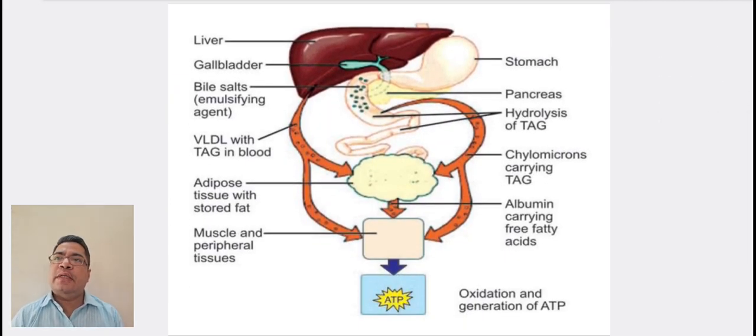In this diagram, we can see the fate of fats in generation of ATP. Liver first releases VLDL with triacylglycerol into the blood, which is taken up by adipose tissue, muscle tissue, and peripheral tissue to generate ATP. On the other hand, hydrolysis of triacylglycerol taken up by chylomicrons is then transferred to adipose tissue, muscle tissue, and peripheral tissue to generate ATP.